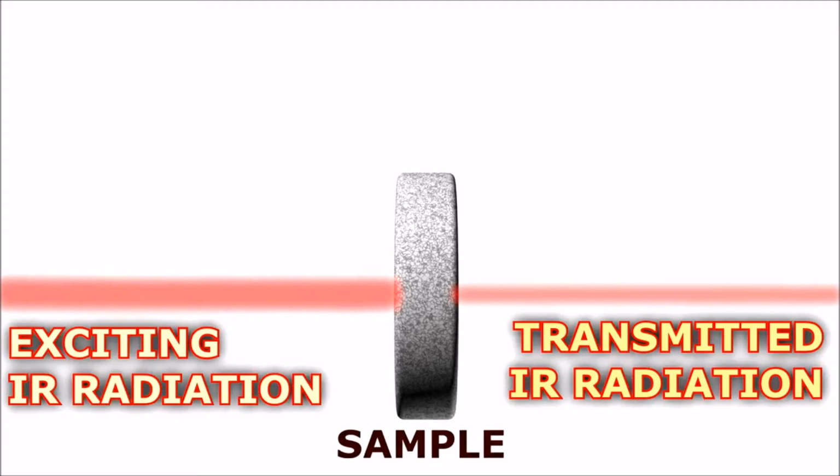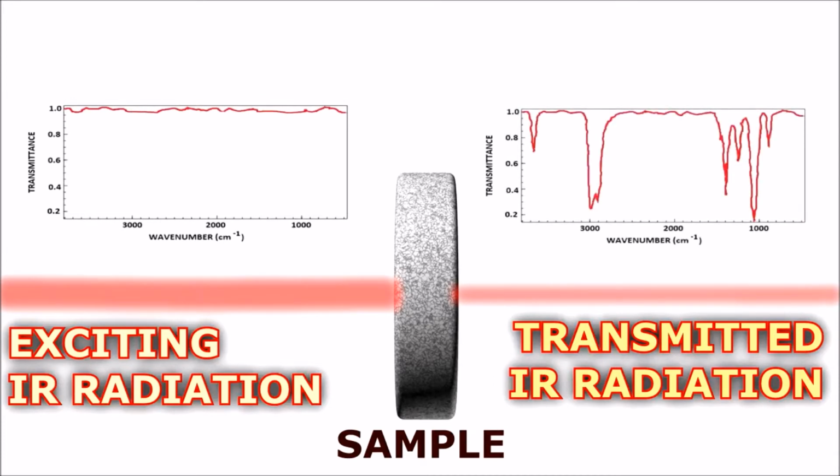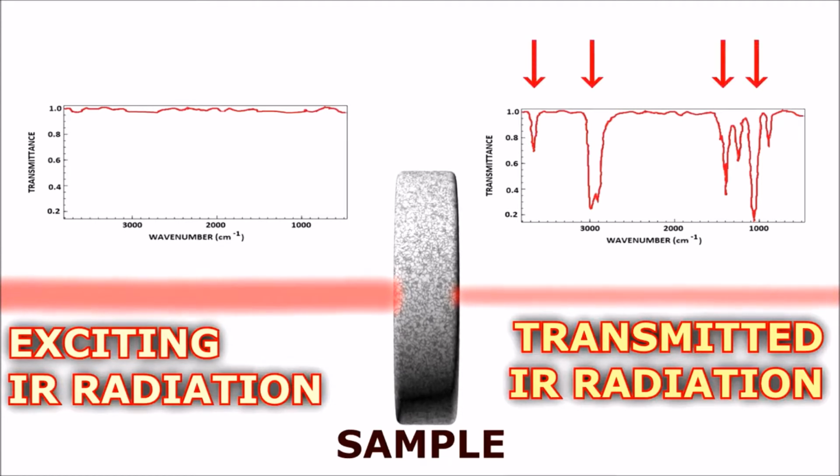In a real measurement, it means that when we compare the spectrums of the exciting radiation and the transmitted radiation, then we see that in the case of the radiation that has passed through the substrate, the intensity at certain wavelengths or wave numbers has significantly dropped. That's because at those wavelengths the radiation was absorbed, causing a specific vibration.